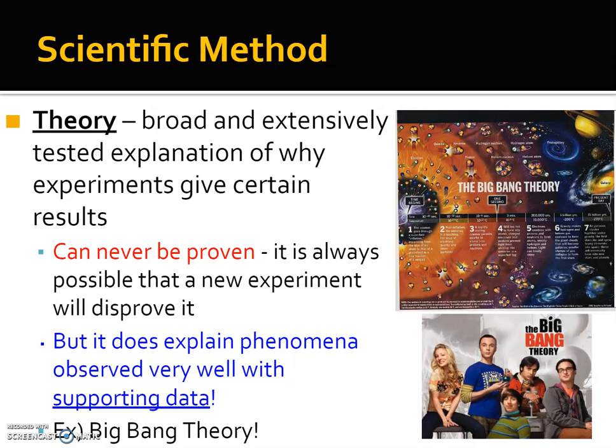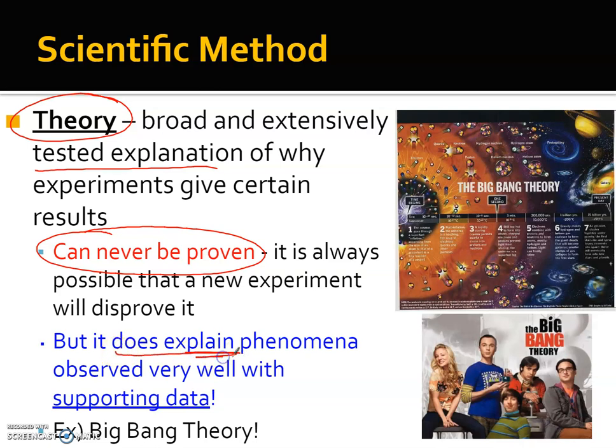So, what's our difference? Okay, a scientific theory is a broad and extensively tested explanation of how we got what we got. Okay, it can never ever be proven. All right, but it is going to explain everything that we see and it has supporting data. All right, so the big example that we use for this is our Big Bang Theory. And this is more than Sheldon Cooper banging on Penny's door. Penny, Penny, Penny. All right, the Big Bang Theory is the origin of our universe.